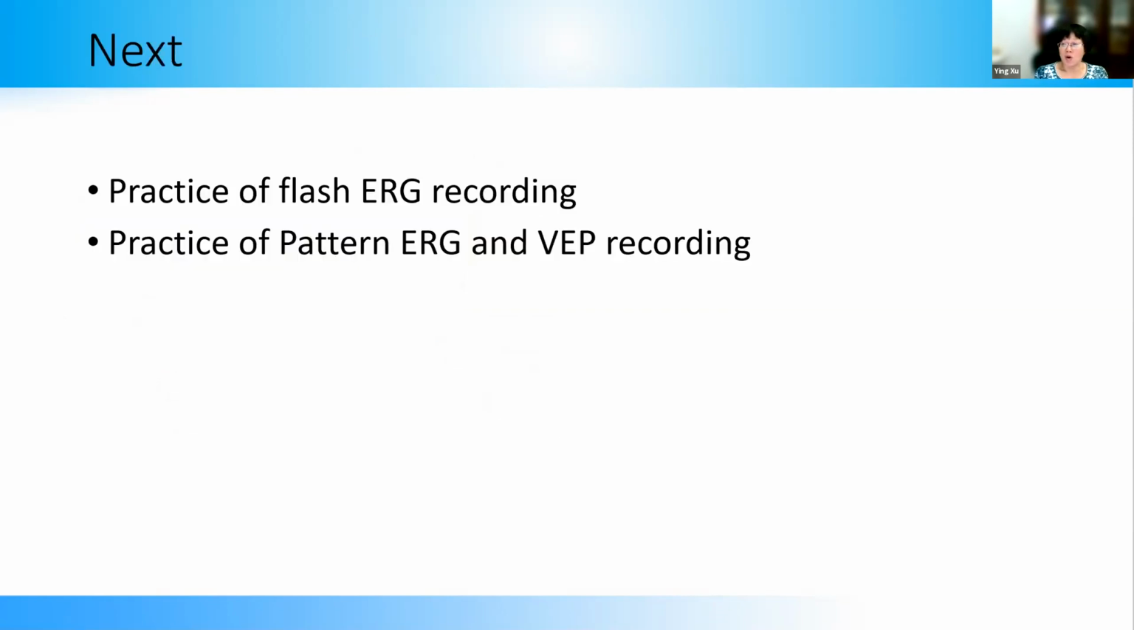So basically that's all for today's talk about the principles of ERG. For the next 2 seminars, I'll cover the practice of flash ERG recording, and also Pattern ERG and VEP recording, and some of the principles behind Pattern ERG and VEP. I will cover those there.